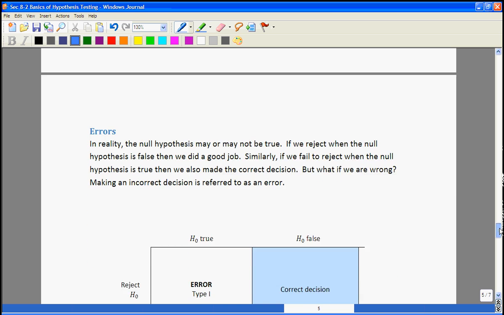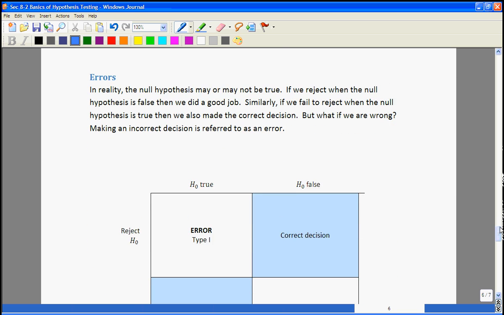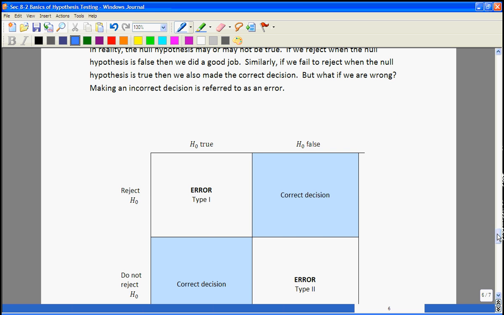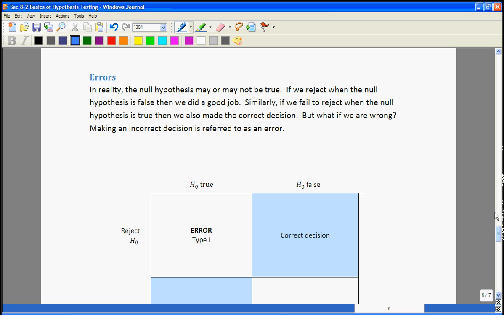Okay, now in all of this, there sure is the possibility of an error. So in reality, the null hypothesis may or may not be true. We really don't know. If we reject the null hypothesis when it's false, then we did a good job. Similarly, if we fail to reject the null hypothesis when it's actually true, then we made the correct decision. But what if we are wrong? Making an incorrect decision is referred to as an error.